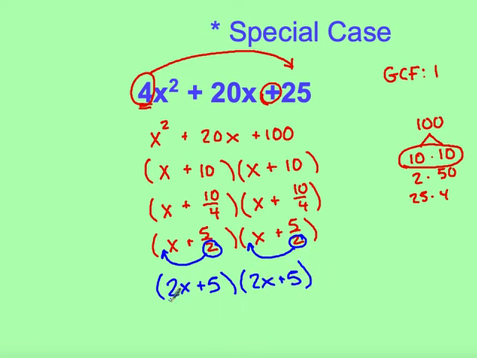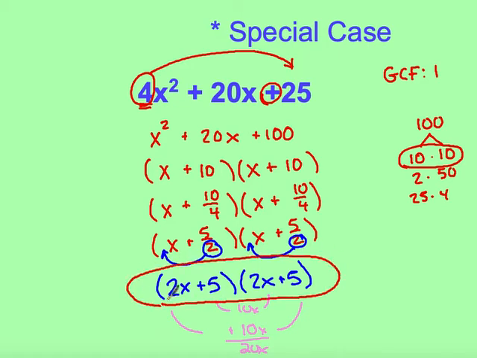Now if I test, I get 4x squared, I get 25. Now I test my outers and inners. My outers are going to give me 10x. My inners give me 10x, and I know that that's going to give me 20x. So my solution here, or my factors, are 2x plus 5 and 2x plus 5.